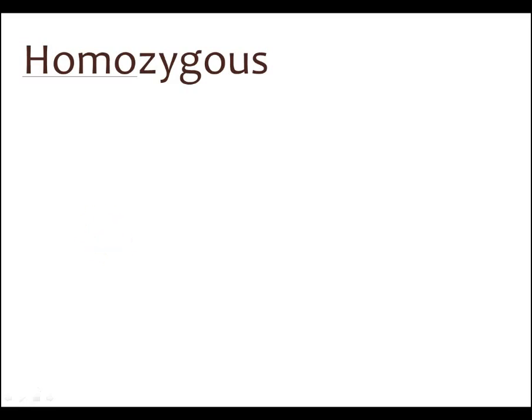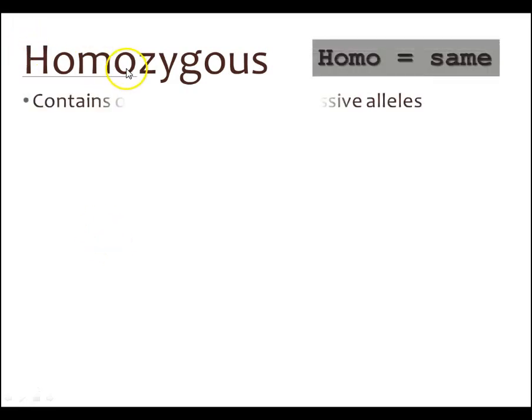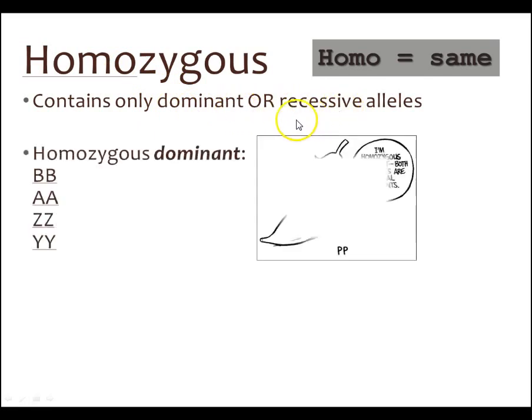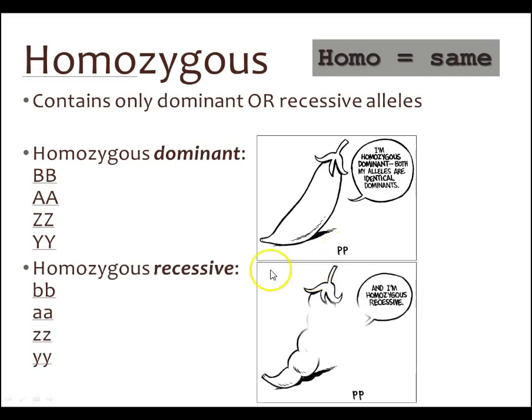All right, let's look at homozygous. Homo meaning the same. These are ones that have only the dominant or only the recessive alleles. So these are all examples of homozygous dominant. Both alleles are identical dominants. Big B, big B. Big A, big A. Big Z, big Z. Big Y, big Y. This one right here is big P, big P.